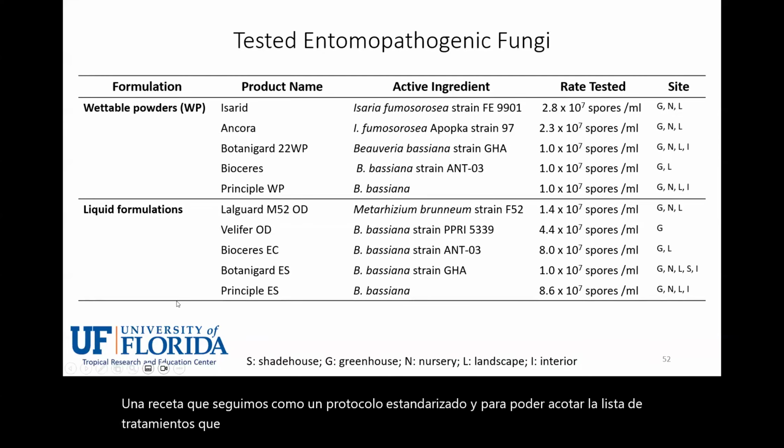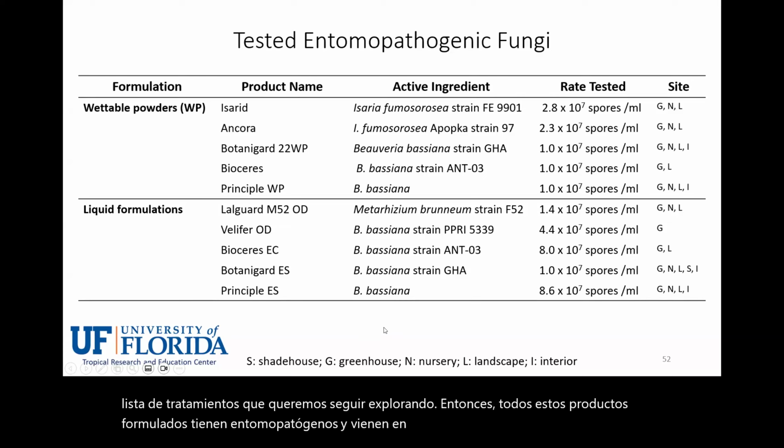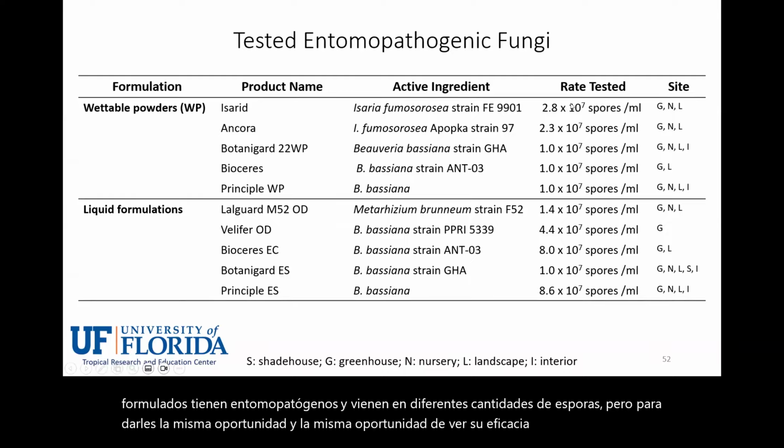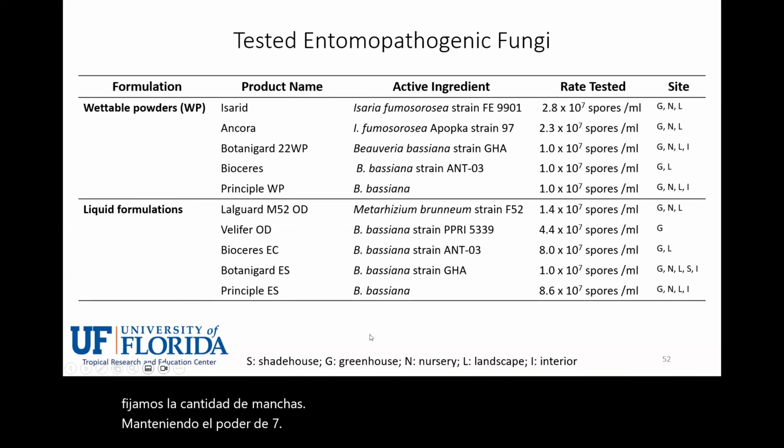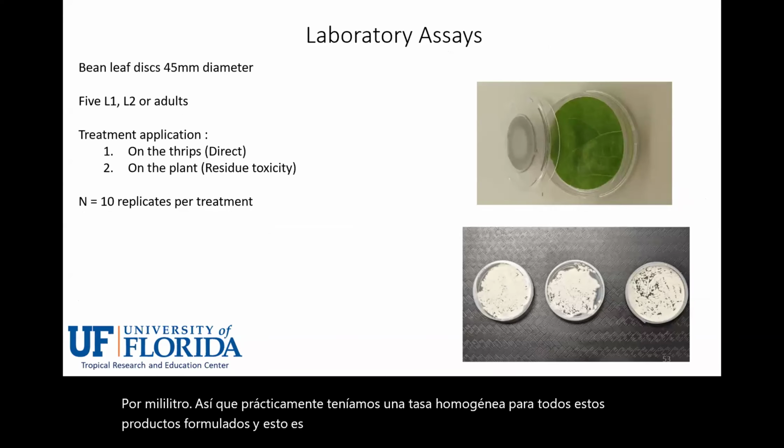All these formulated products have the entomopathogens, and they come in different numbers of spores. But to give them an equal chance and equal opportunity to show their efficacy in the lab, we fixed the number of spores to 10 to the power of 7 per milliliter. So we had a homogeneous rate for all these formulated products, and this is what we assessed. And all this was done in the lab.